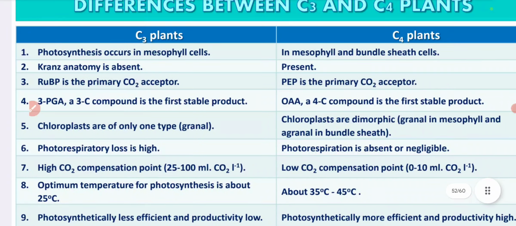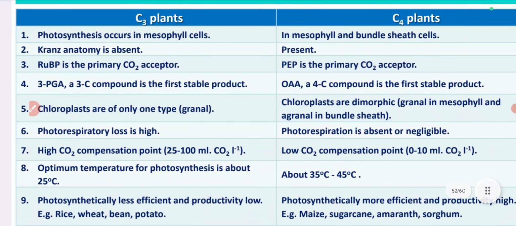Next, your table is there. You can see C3 and C4 plants. In C3 plants, photosynthesis occurs in mesophyll cells, but in C4 plants it occurs in mesophyll and bundle sheath cells. In C3 plants, Kranz anatomy is absent, while in C4 plants it is present. RuBP is the primary CO2 acceptor in C3, and in C4 plants PEP is the primary CO2 acceptor.